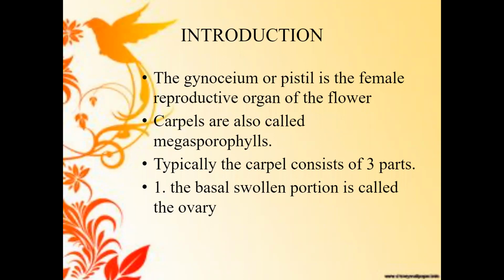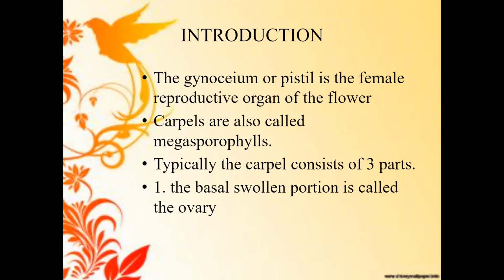It is composed of one or more carpels. The carpels are modified leaves which bear the ovules, and they are also called megasporophylls. When the pistil consists of only one carpel, for example in pea flowers, which belong to the Fabaceae, it is known as simple. And when it consists of two or more carpels, the pistil is said to be compound.